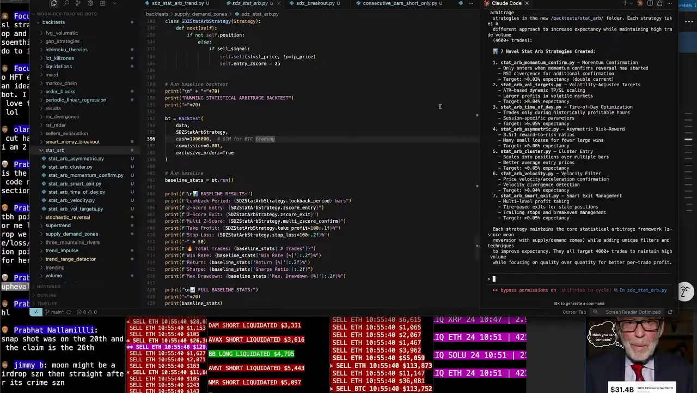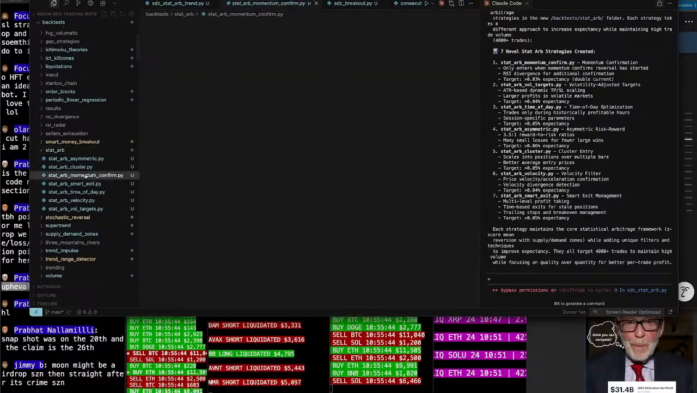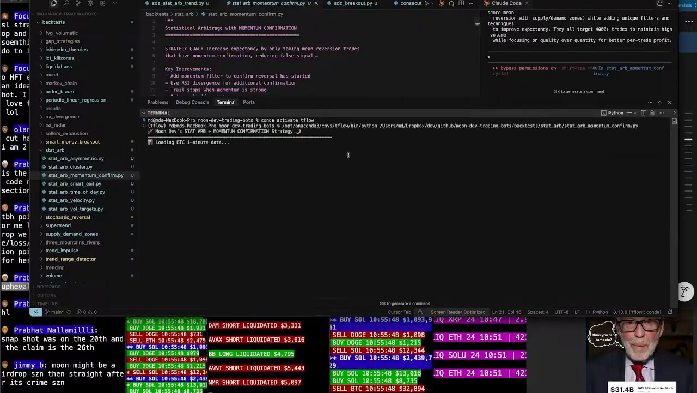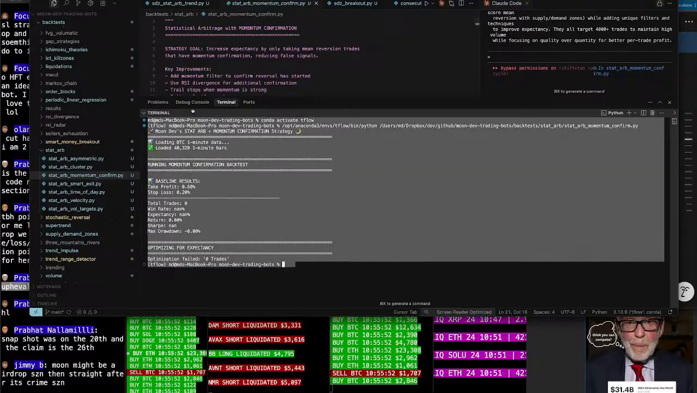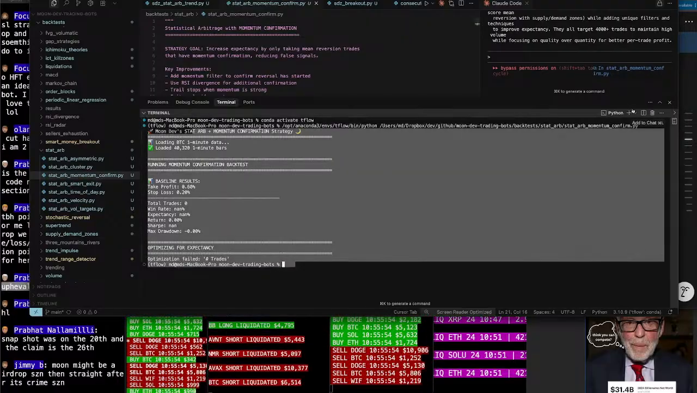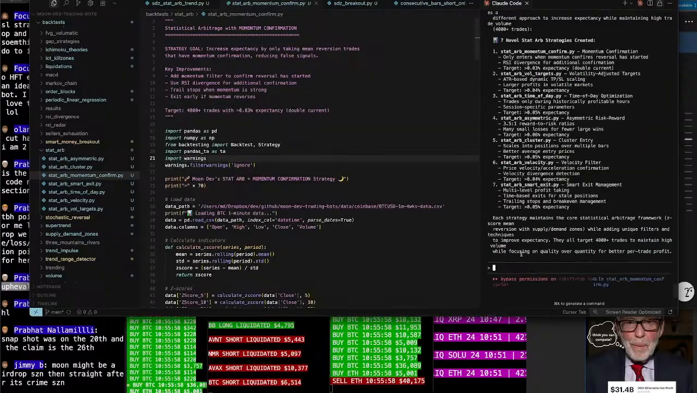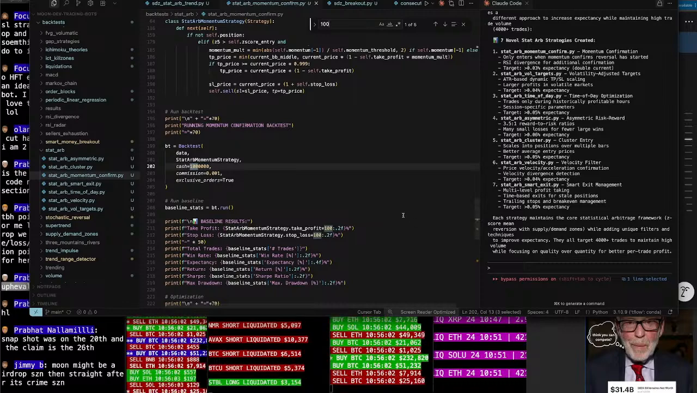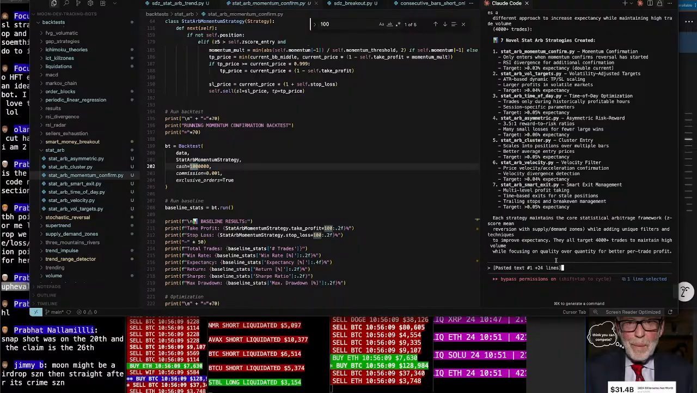So let's go ahead and check this stat arb momentum confirm here. Momentum confirm. Run it. Loading one minute. And it ends. What the hell? Looks like I got this error here on the momentum confirm.